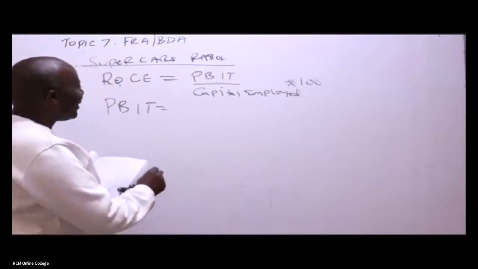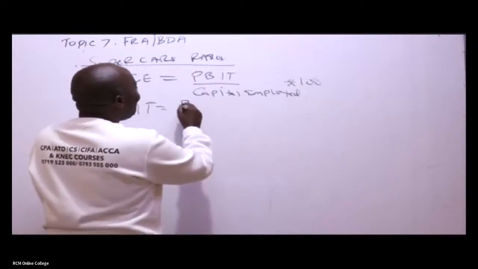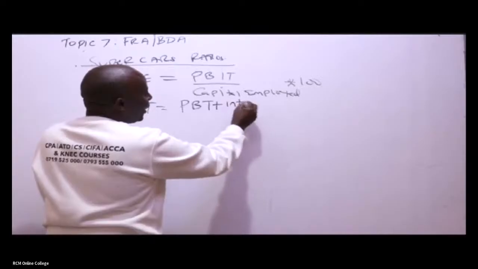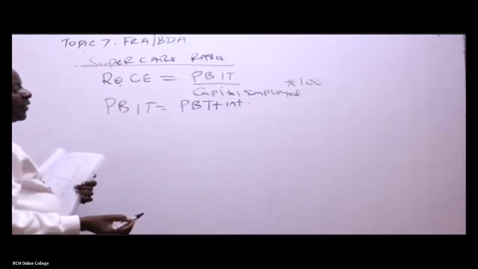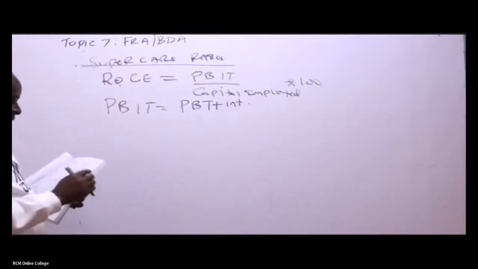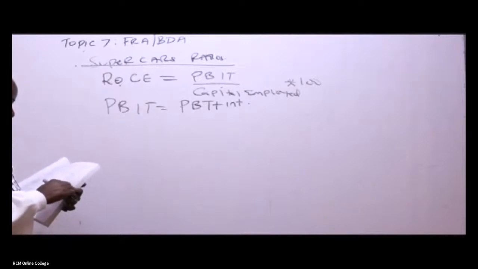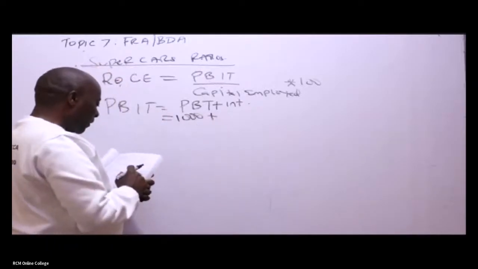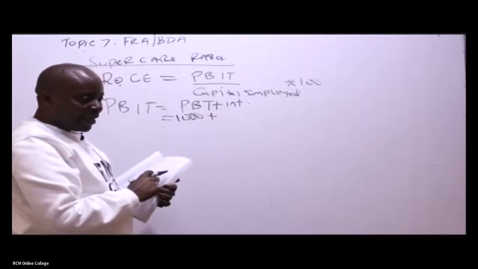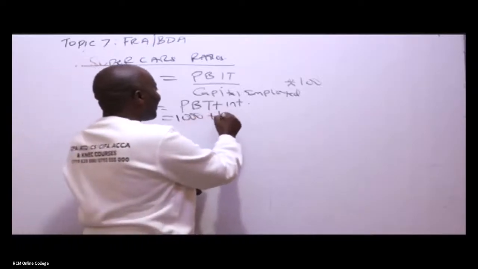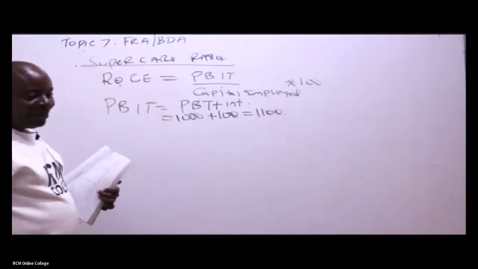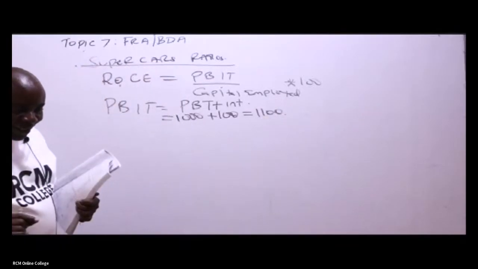Because whatever they have given me is PBT. So when they give me PBT, I must add back interest. What Irene is giving me there, 1,000, is profit before tax. So it is 1,000 plus interest. Interest is how much? Are you able to see the finance cost? 100. So Irene, I believe you'll never forget this now. I believe these are sunk permanently.